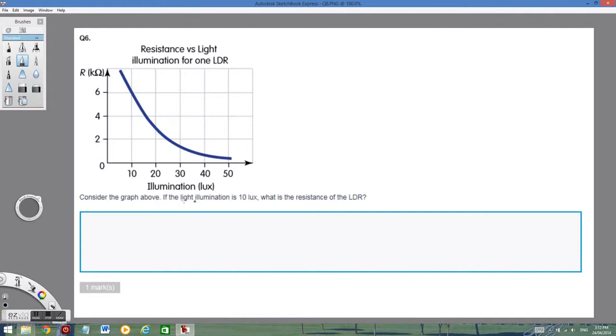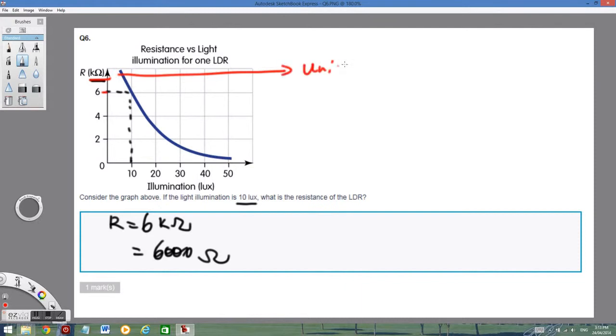of the resistor. So in this question, when the light intensity is 10 lux, the resistance is 6. Always remember, be careful with the unit. It's kilo ohms, so it's going to be 6,000 ohms. Once you read the resistance of the resistor off the graph, then you can do your normal calculations.